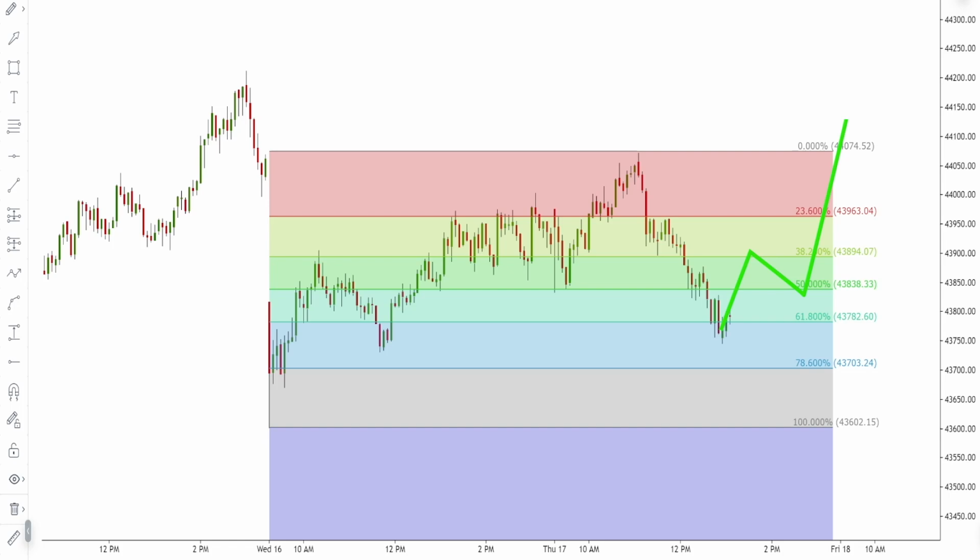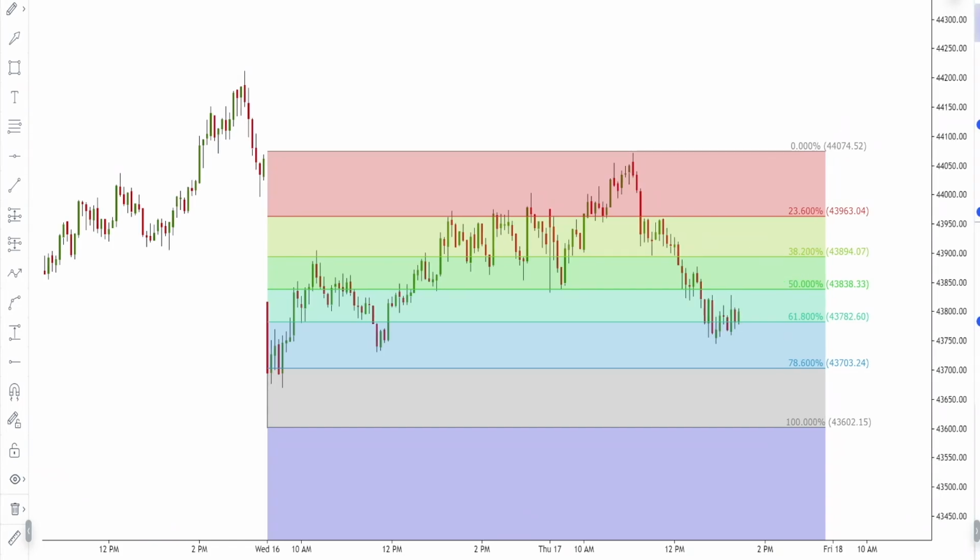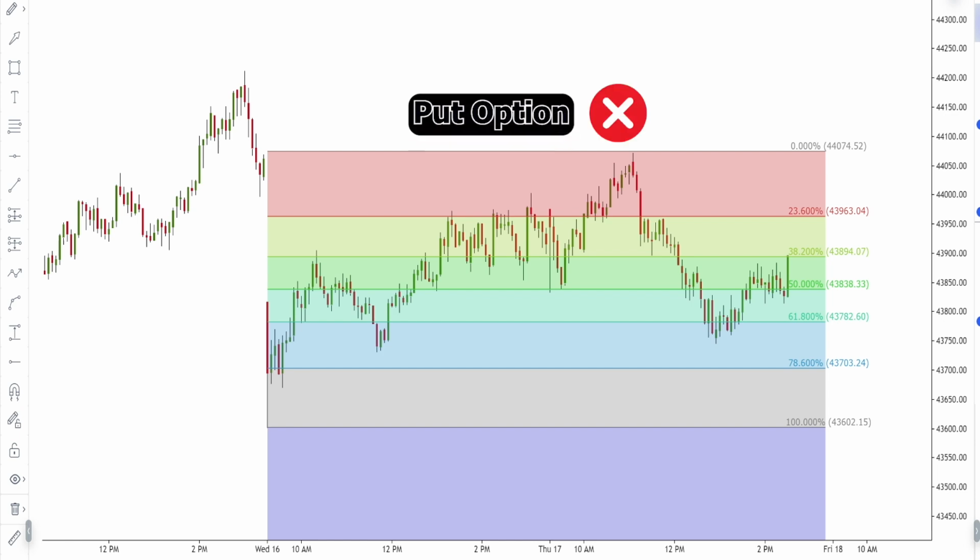Let's see what happened next. You can see that the market started reversing from here. So at this time, we should not be planning for a put option trade. We need to look for a call option trading opportunity.